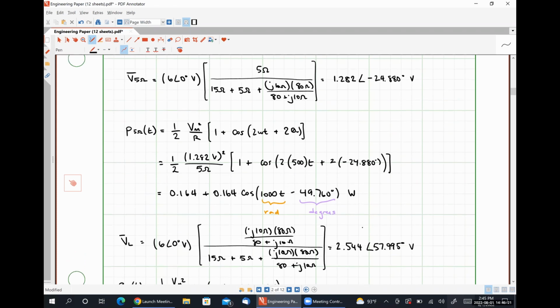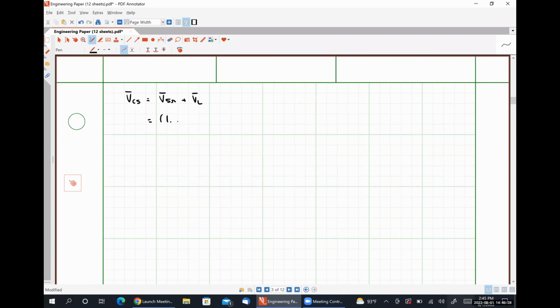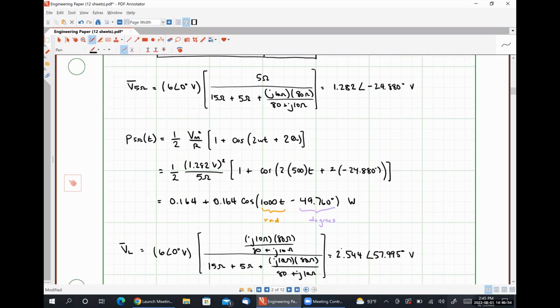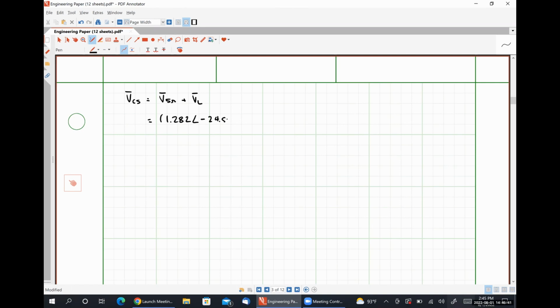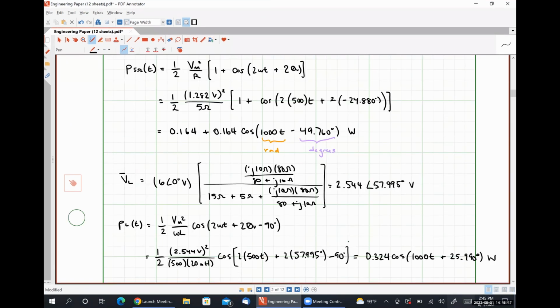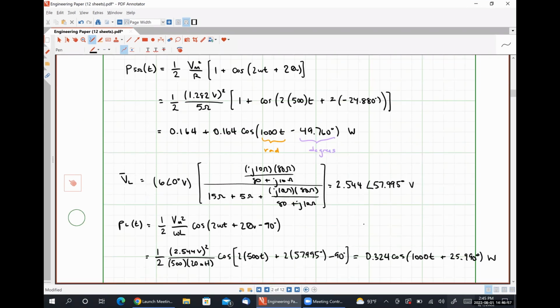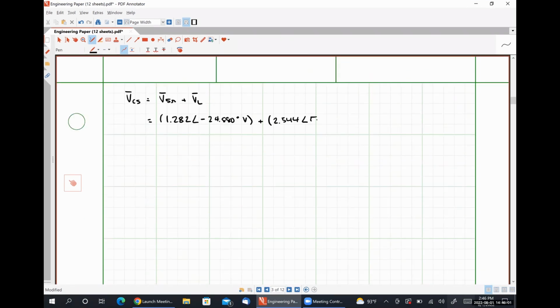So 1.282 angle negative 24.880. And then we have 2.544 angle 57.995 volts. Throw these into my calculator real quick.